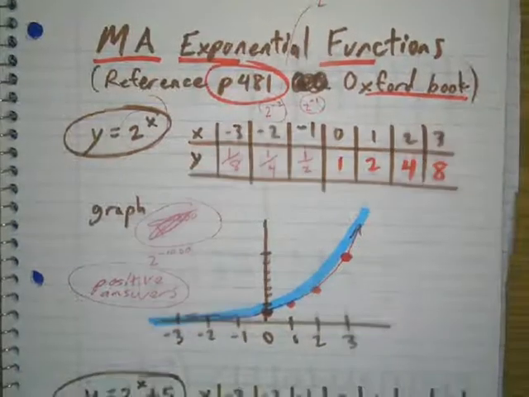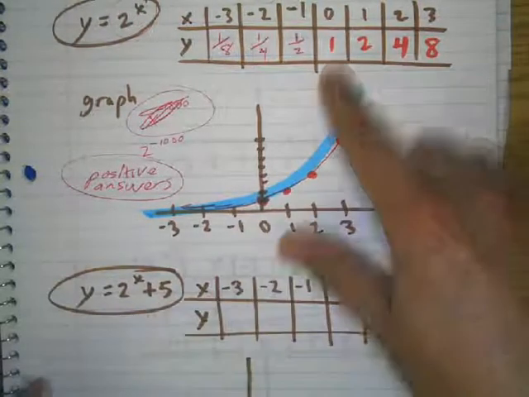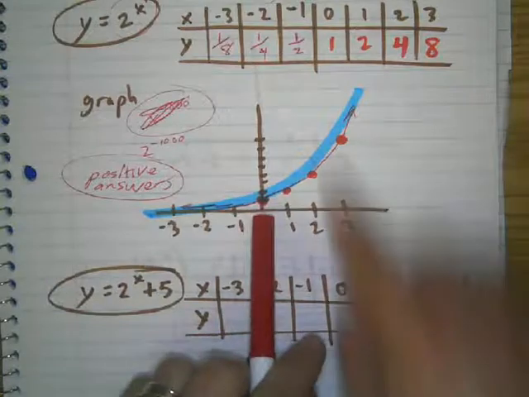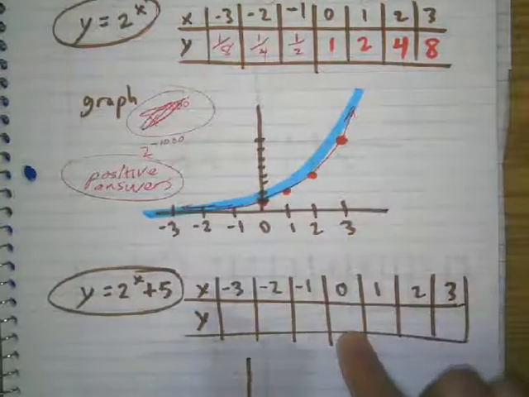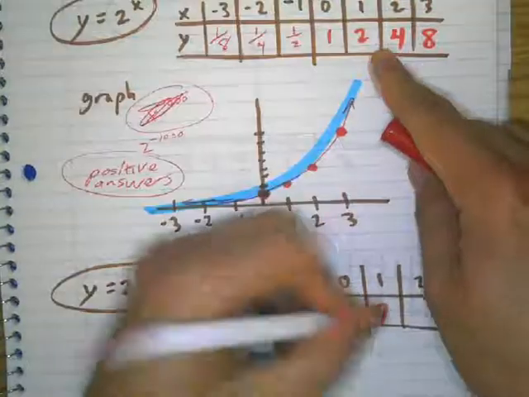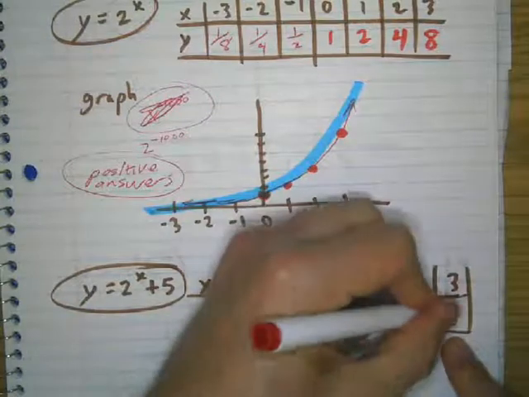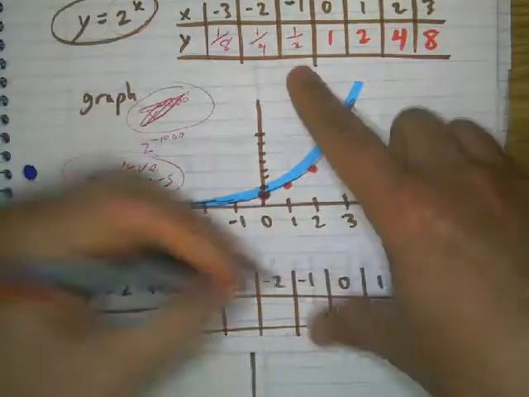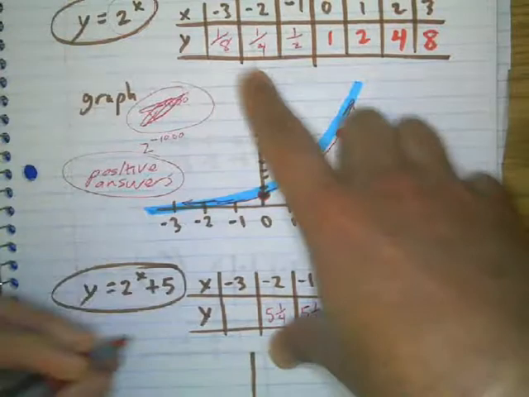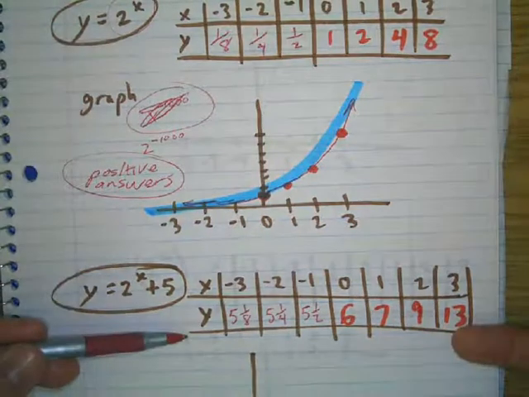Now, what happens if I add 5 to this graph? It's going to use all of these numbers, except we're going to add 5 to it. So instead of crossing the y-axis at 1, like it does here when it's 0, we're going to cross here. We're going to add 5 to these numbers. So we're going to have 6, 5 plus 2 is 7, 5 plus 4 is 9, 5 plus 8 is 13, and here we're going to get 5 1/2, 5 1/4, and 5 1/8.